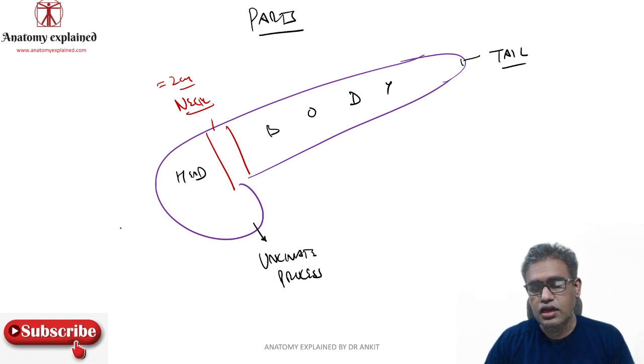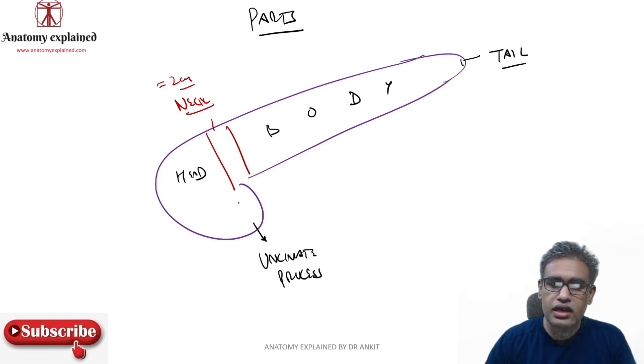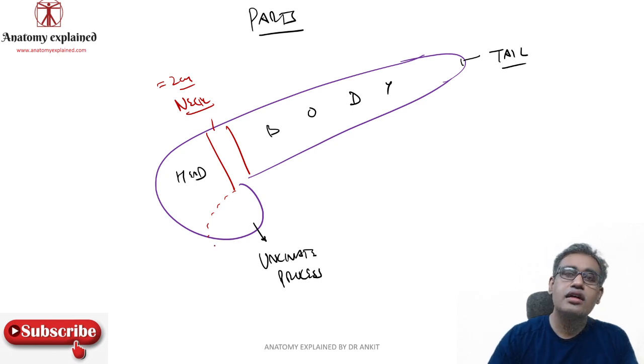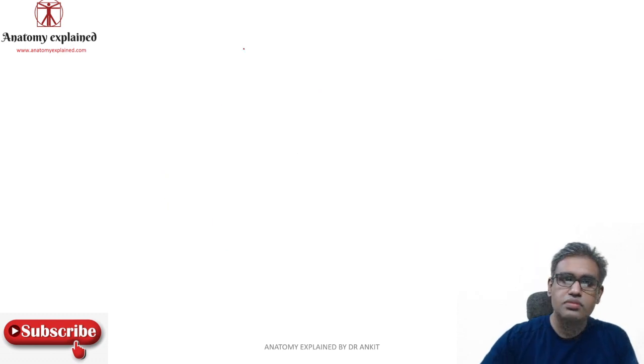So head, rounded head, lower projecting part, this is the uncinate process, roughly you can divide it like this, and then you have the body and the tail. These are the parts of the pancreas. Now let us see the relations of the pancreas. So let us move on to the other part, that is the relations.